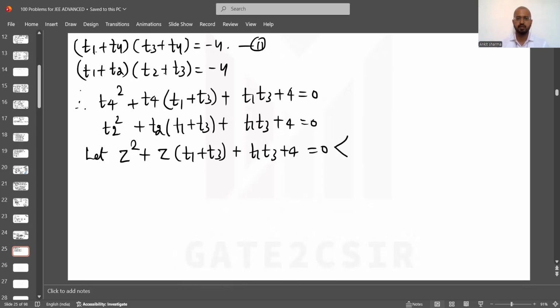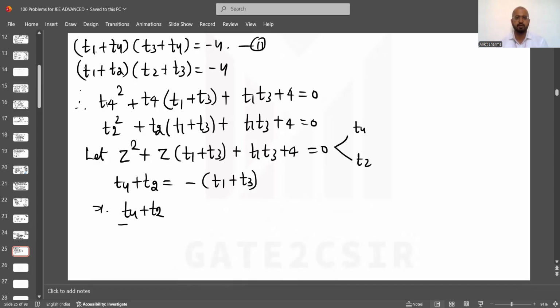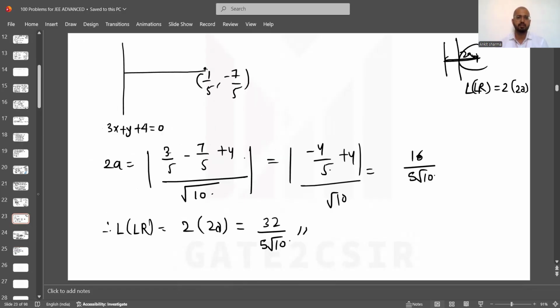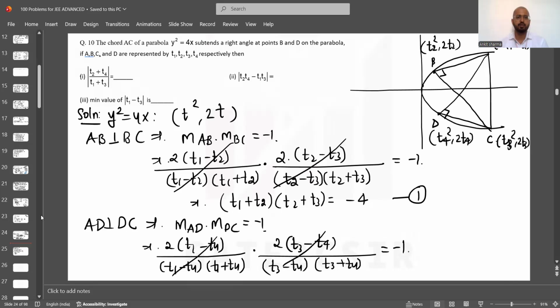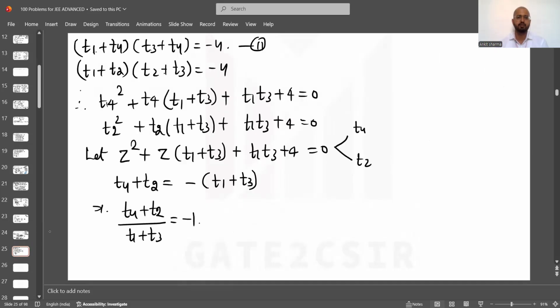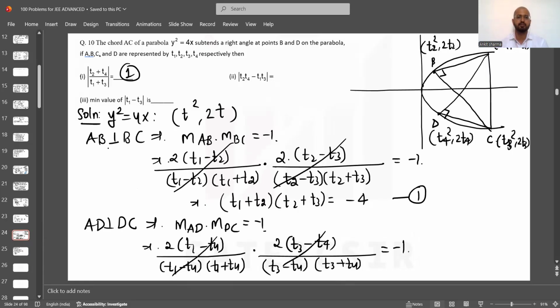If we watch it carefully, then t4 and t2 are the roots of this equation. Suppose this is the equation, it's satisfied by t4 and t2. That means t4 and t2 are the roots. So if they're the roots, then the sum of the roots we can find out. t4 plus t2 will be the sum of roots, which is minus of (t1 plus t3). So (t4 plus t2) by (t1 plus t3) is equal to minus 1. This value (t2 plus t4) upon (t1 plus t3) is nothing but minus 1, so I'll get the modulus, which is 1.